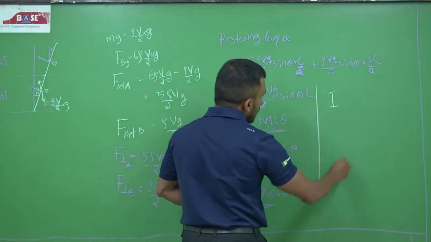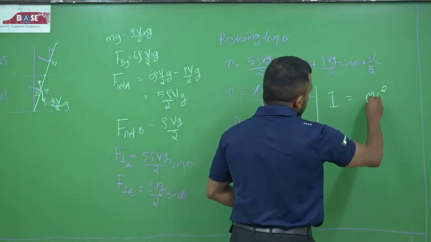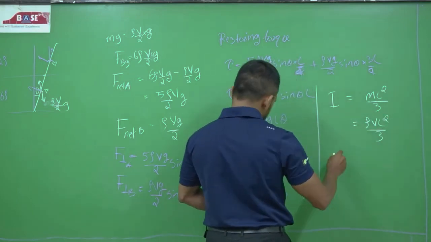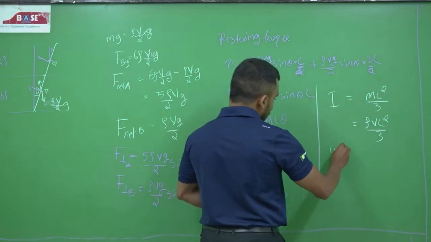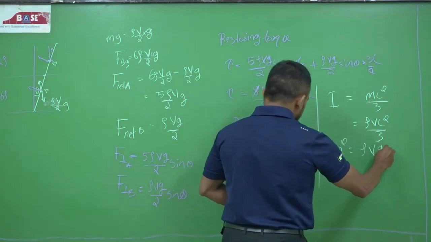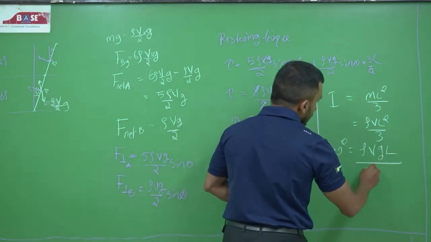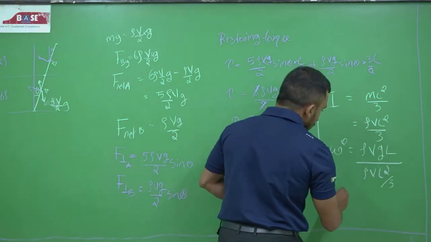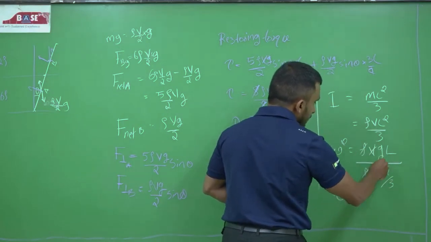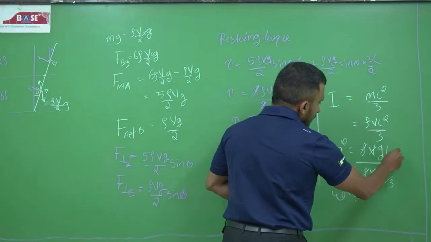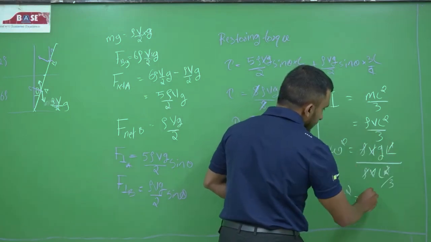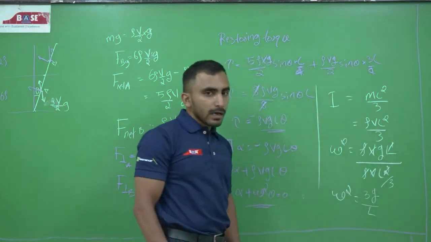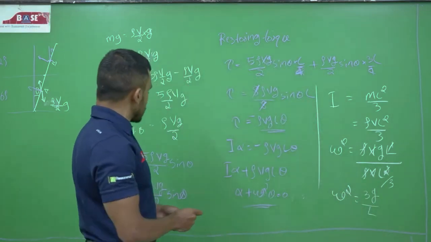I will be ml square by 3. m is nothing but rho v L square by 3. So we'll get omega square will be rho v g L divided by rho v L square by 3. So omega square will be what? Rho will cancel, v and g will be there, this one will also cancel. You will be getting 3 times g by L. This will be the omega square. So we got the omega square.